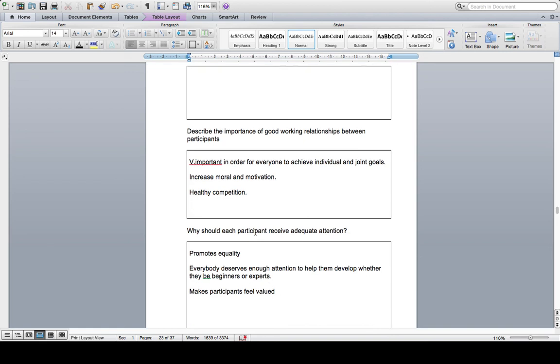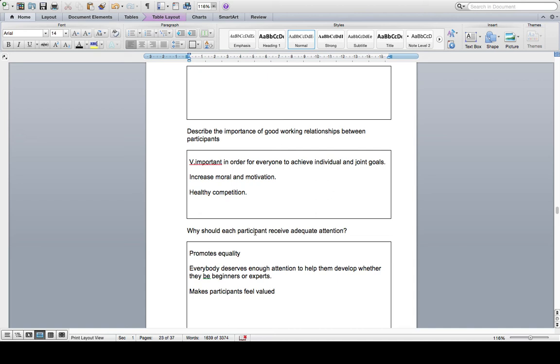Describe the importance of good working relationships between participants. I've been over this in previous parts, so I'm not going to stay on this for too long. It's very important, in order for everyone to achieve individual and joint goals, that you have a good working relationship so that everyone gets on. It doesn't mean you all have to be friends, but you all get on during the session. It can increase morale and motivation.